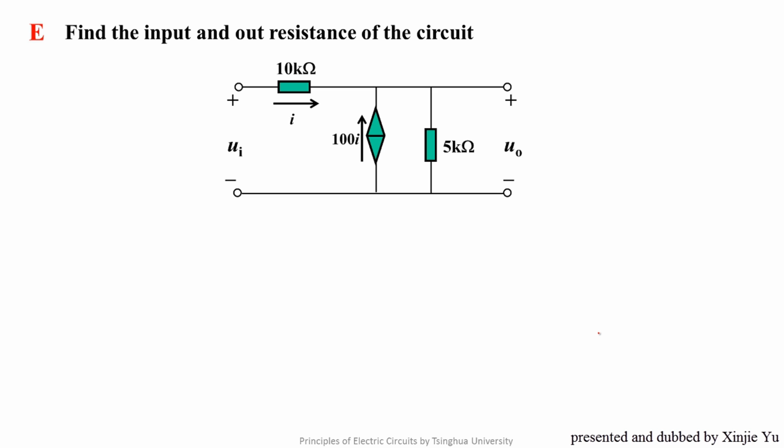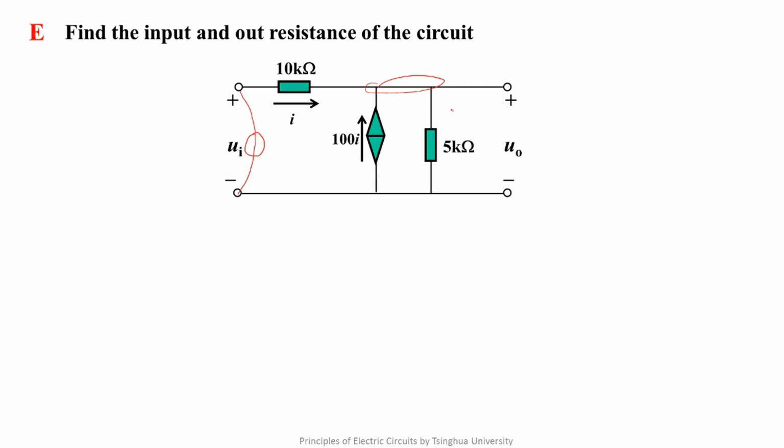Here's the exercise. We need to find the input and output resistance of the circuit. When we calculate the input resistance, the output port should be opened. That is, there is no load or the load with infinite resistance. Then we place the voltage source UI across the input terminals and calculate the resulting current I and their ratio. It's not complicated.